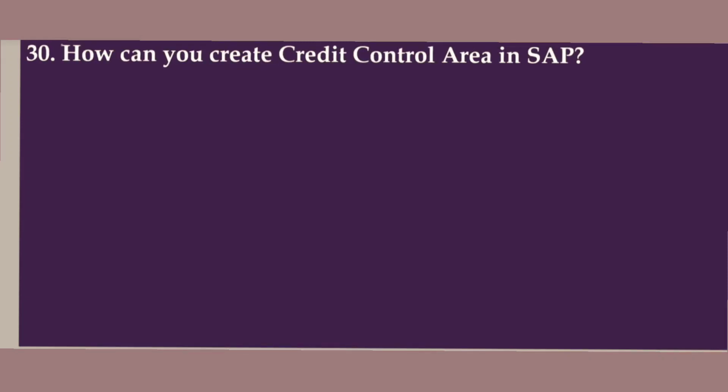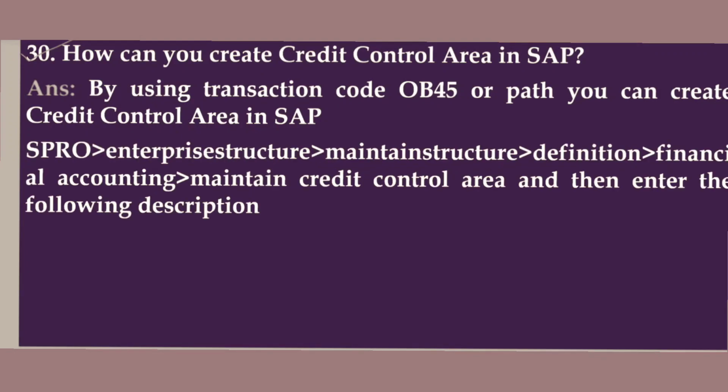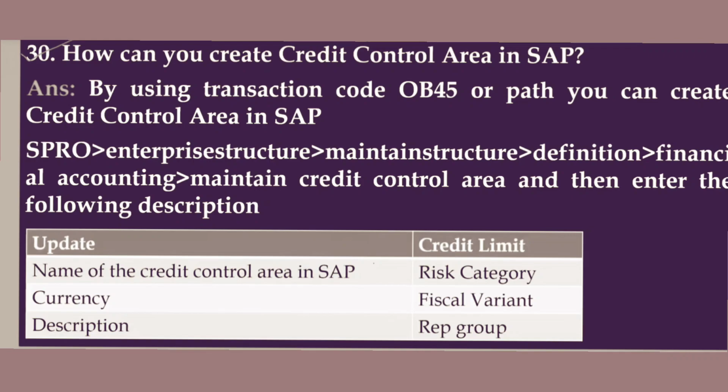How can you create a credit control area in SAP? By using transaction code OB45 or the path SPRO, Enterprise Structure, Definition, Financial Accounting, Maintain Credit Control Area, you can create a credit control area in SAP. Then enter the following descriptions: name of the credit control area, currency, description, credit limit, risk category, fiscal variant, and reporting group.